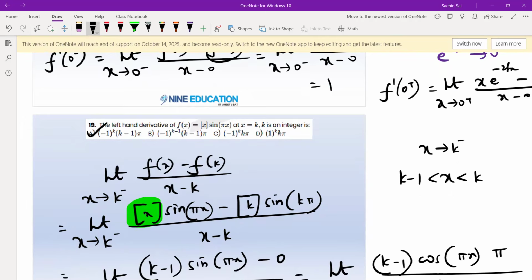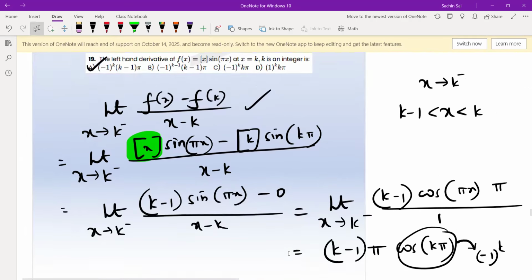So I hope you recall the earlier point when you're using left-hand derivatives or right-hand derivatives. If you don't know whether the function is continuous, it is best to go by the definition. If you know that the function is continuous, then you can differentiate and substitute the value. So that was question number 19.